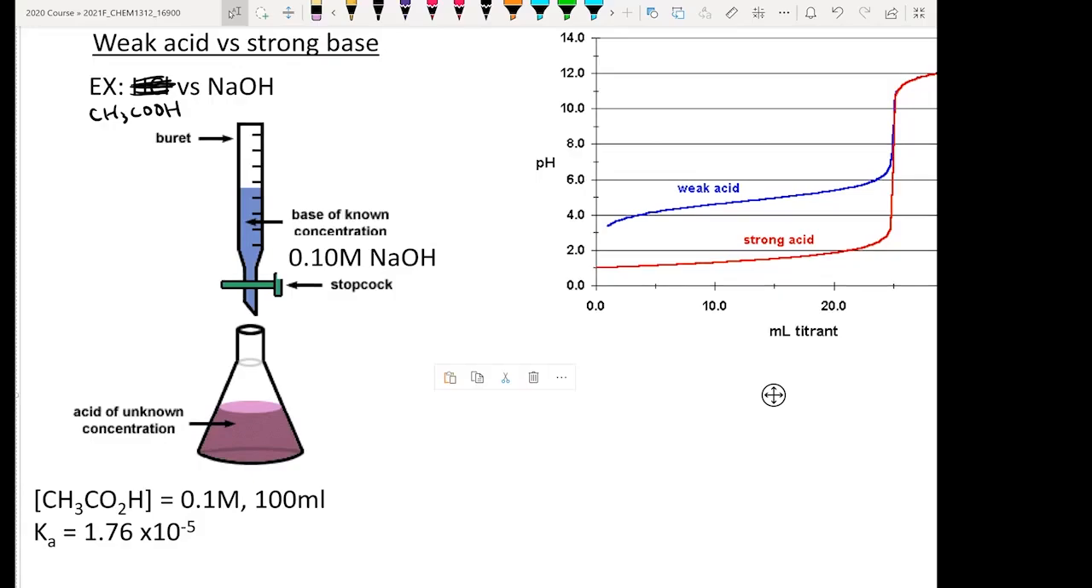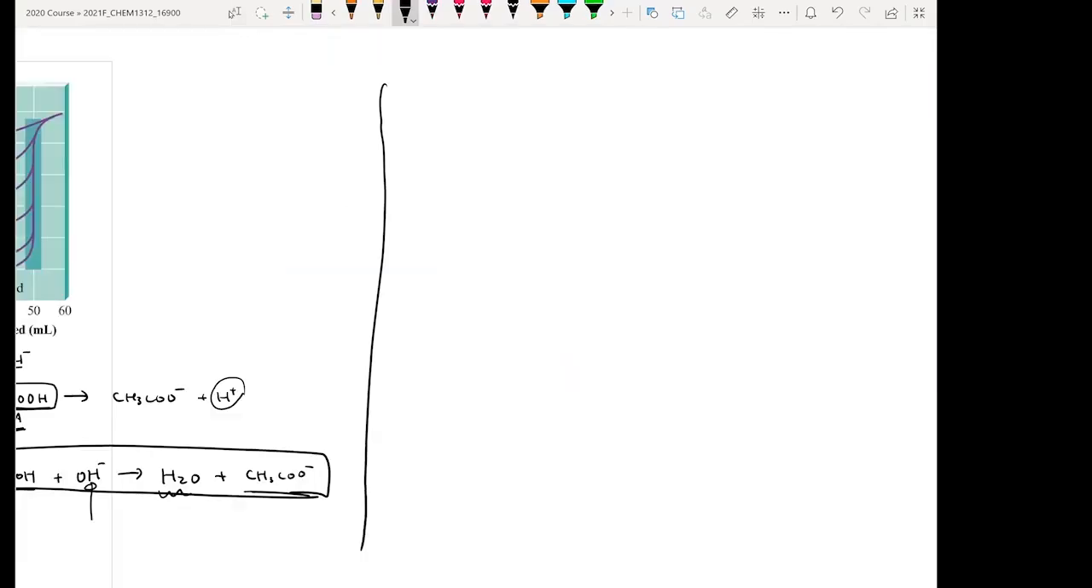Okay, let's look at this one. Step number one, what's our titrant? What's our analyte? Our titrant is sodium hydroxide, 0.1 M. Our analyte is CH3COOH. It's also 0.1 M, but you have 100 mL. It has a Ka of 1.76 times 10 to the negative 5.